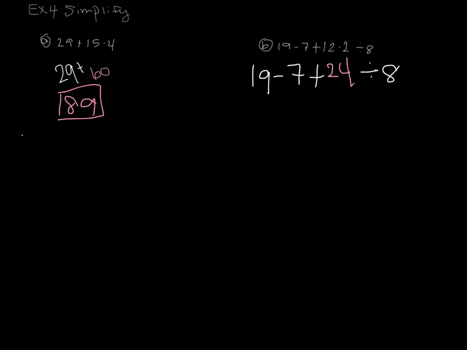Now what that gives me is 19 minus 7 plus 24 divided by 8. So order of operations says do the division next. 24 divided by 8 is 3. And now we're into addition and subtraction. We're actually always going to work, when we have addition and subtraction, which are kind of the same level of operation, we're going to work from left to right here too. So I'm going to do the 19 minus 7 first, which is 12. And then I'm going to add 3. 12 plus 3 is 15.